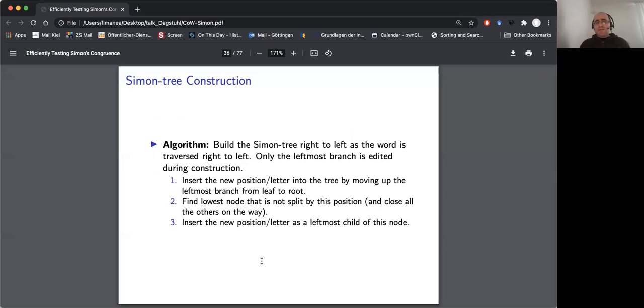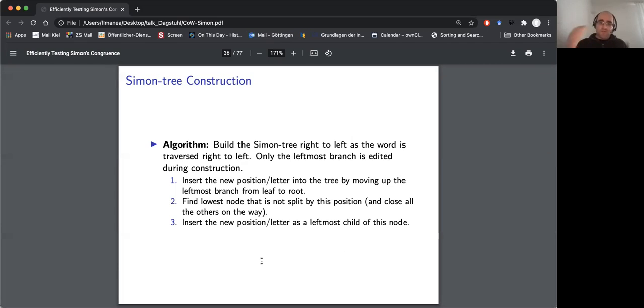The construction is kind of nice. It resembles pretty much the construction of the Cartesian tree for a set of points, for those who are familiar with this data structure. The idea is that we build the Simon tree right to left as the word is traversed right to left.